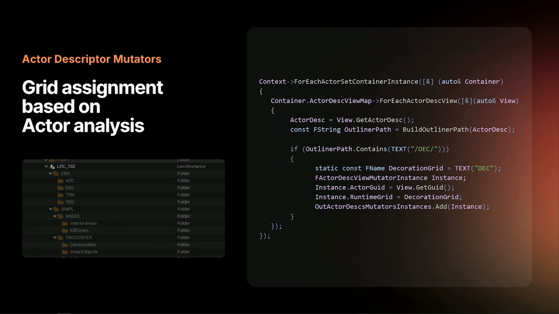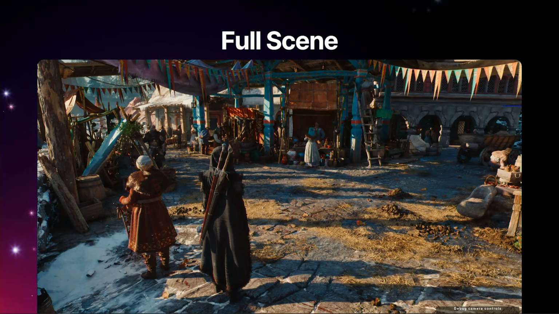This means we can iterate. We can very easily split the existing structure and separate decoration into even more detailed grids, like depending on the size or the draw distance, or whatever comes to mind, and compare the results. So let's see it in action in our well-dressed market.